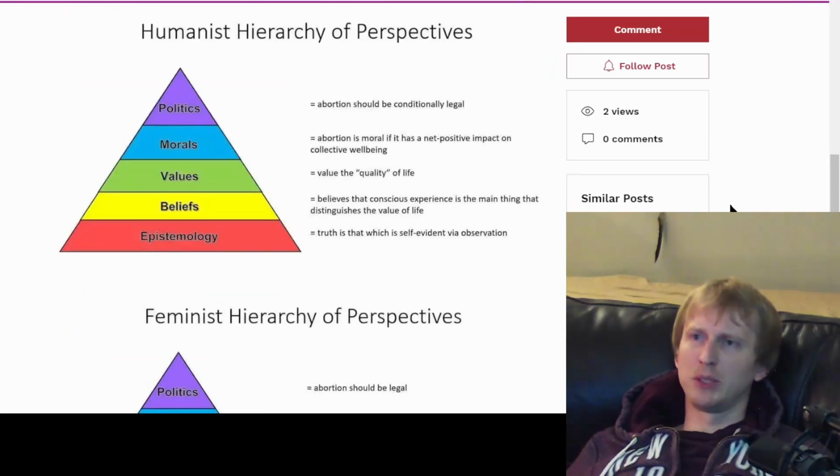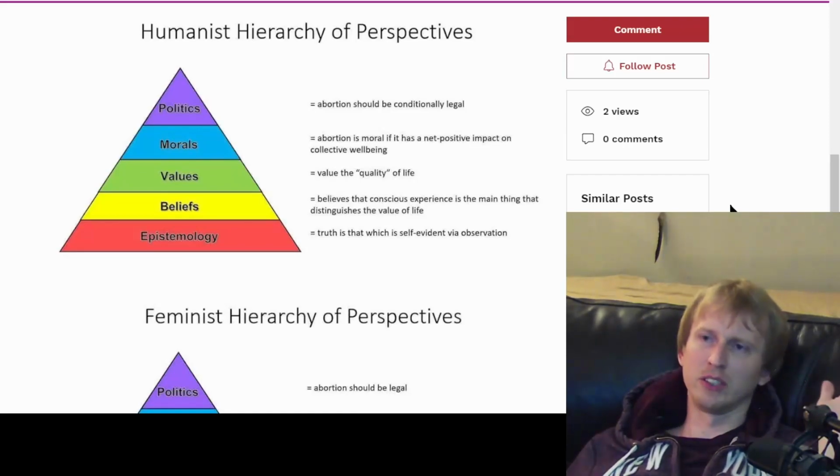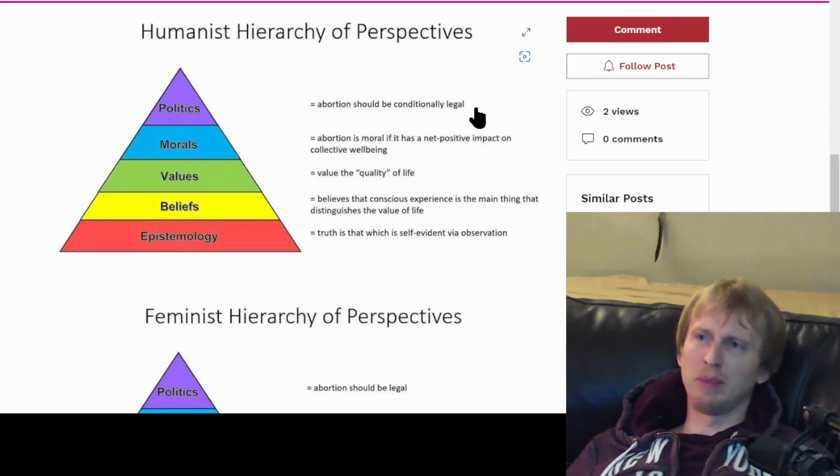So the next perspective we could look at is maybe a humanist perspective. And first of all, to make it clear, I don't represent humanists, I don't represent feminists, I don't represent Judeo-Christian people. These are just my interpretations. Feel free to disagree with me, but this seems to make sense to me. Political opinion: abortion should be conditionally legal. I think you could argue that from a humanist perspective. Conditionally legal. Why is that?